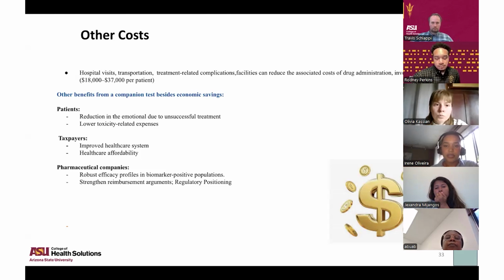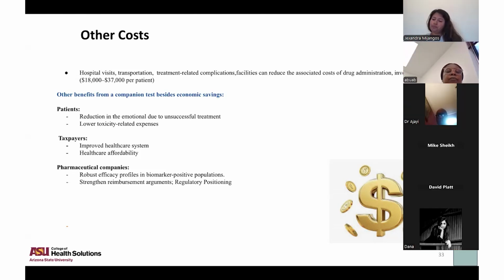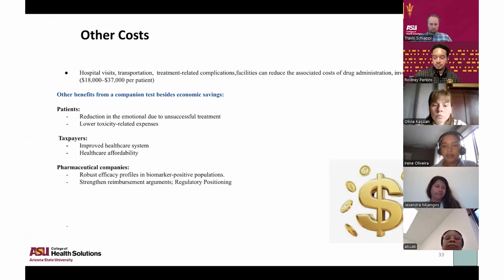So also there are other benefits by implementing this test that's not just related to economics. So it's the patients. As mentioned before, we're doing a big reduction in the emotional stress to unsuccessful treatments, and also we're going to lower the toxicity-related expenses. And for our taxpayers, we're going to improve the healthcare system because all this money that we saw as the net savings can be implemented in the healthcare, which is going to make the healthcare more affordable for mostly taxpayers. And also for the pharmaceutical companies, based on this, they can create robust efficacy profiles in biomarker positive population, and also they can strengthen reimbursement arguments and regulatory positioning. Next slide, please.